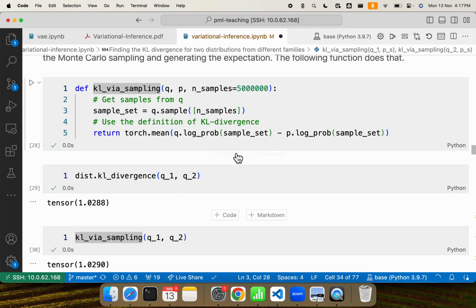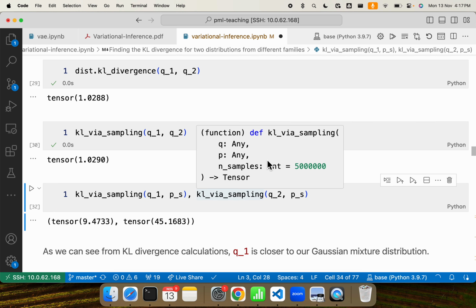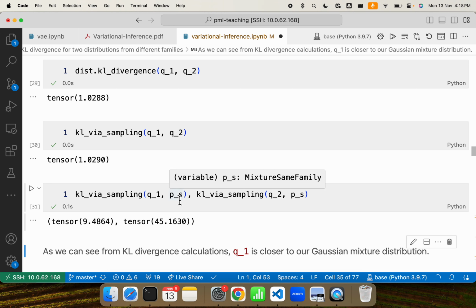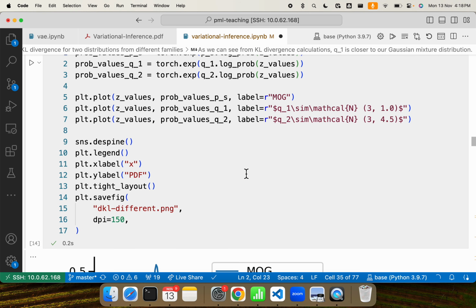Right? So we can keep doing this. Now using this method, we can compute the KL divergence between Q1 and P of S, where P of S is a mixture of Gaussians, and Q2 and P of S again, where P of S is a mixture of Gaussians. And now from this expression, it seems that Q1 is closer to P of S as per KL divergence as compared to Q2. And we'll go back and look at the graph.